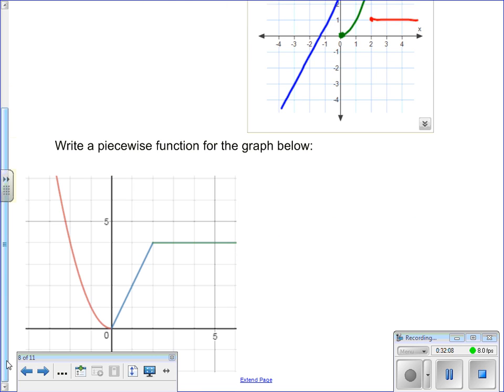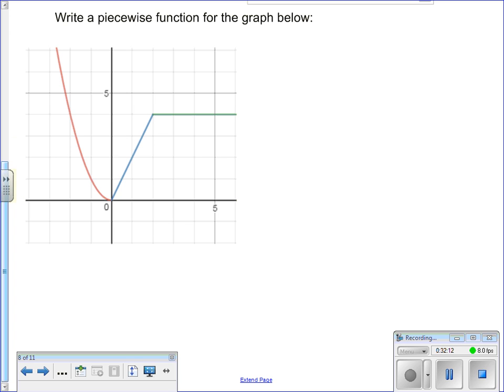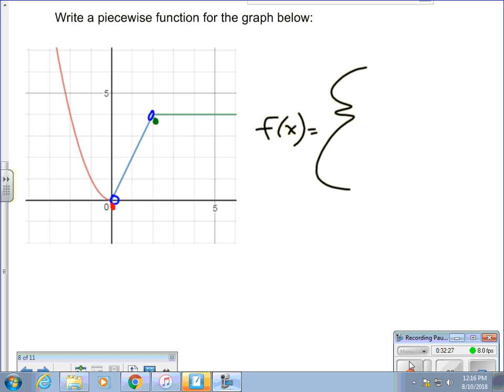Okay, so here's what I want you to do on this one. Come up with a piecewise function for this. Come up with the equation, or I should say the function. Okay, so for lack of better terminology, the red portion of the line, I would say that that's x squared.